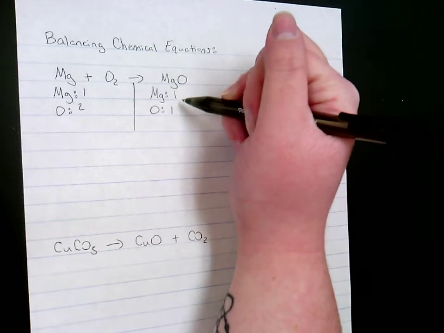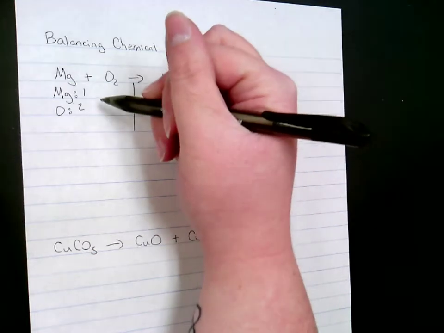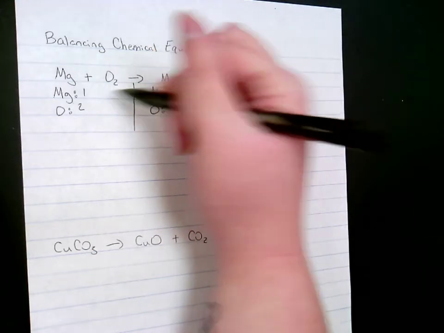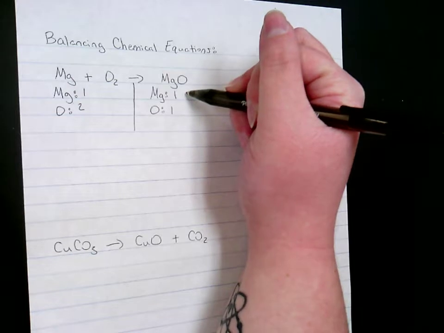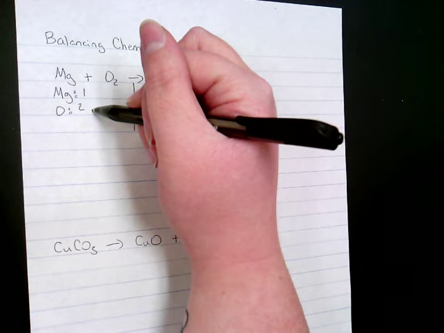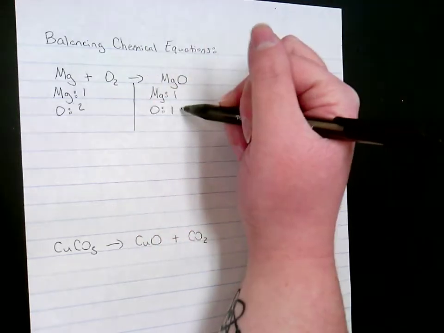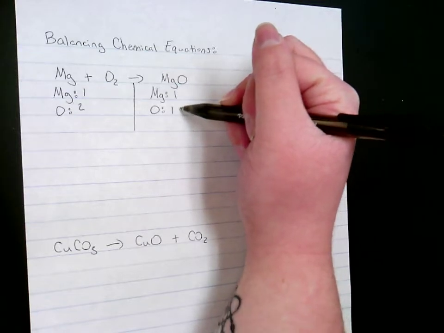Immediately I can see that my magnesiums are all accounted for. I have 1 magnesium on the reactant side and I have 1 magnesium on the product side. But I do have a problem in my oxygens. I have 2 oxygens present on the reactant side and only one of them is accounted for on the product side, and that can't happen, so I need to fix that.